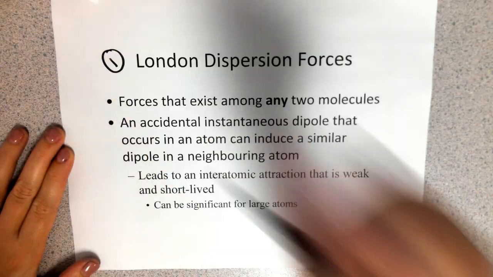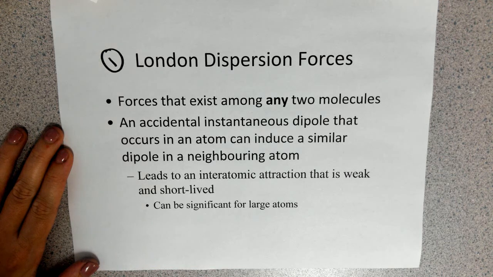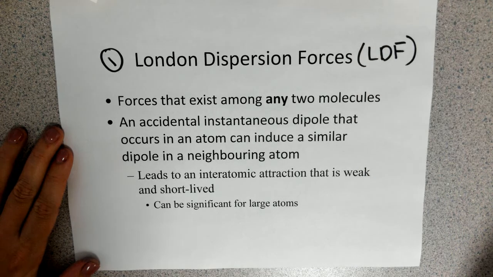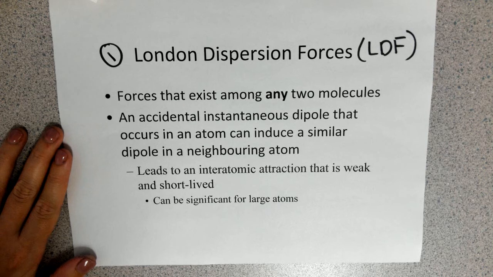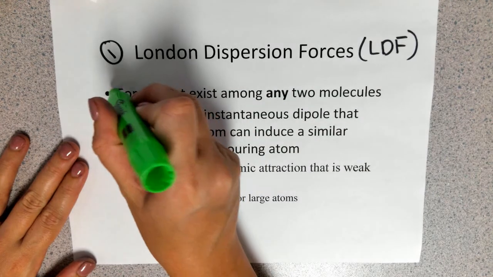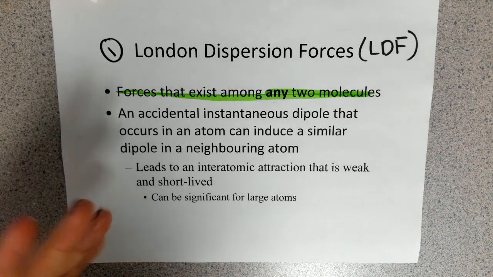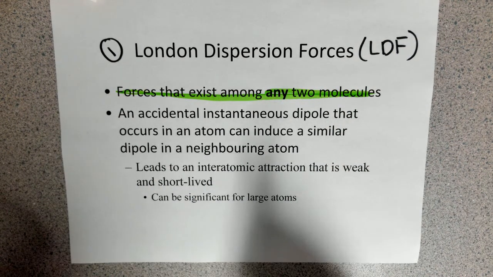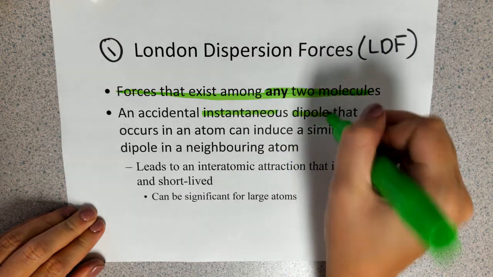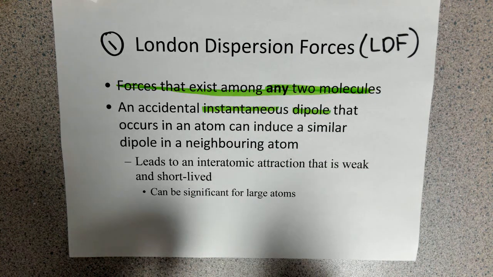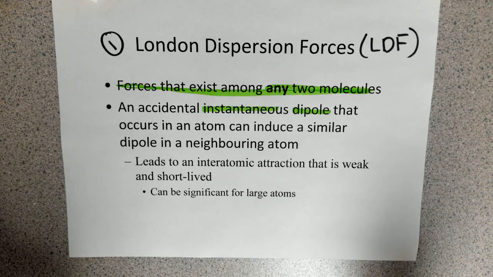The first type is known as London dispersion forces. You might have heard of this as van der Waals forces. Same thing. And you'll see London dispersion forces abbreviated as LDF, because who wants to write that word out? So London dispersion forces are forces that exist between any 2 molecules. Polar, not polar, doesn't matter. And so what it is, it's an accidental, instantaneous dipole that occurs in an atom, and it can induce a similar dipole in a neighboring atom. So I hope you recognize that word dipole from polarity. A dipole is a difference in charges.